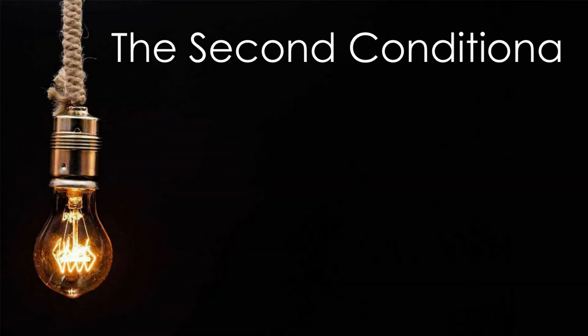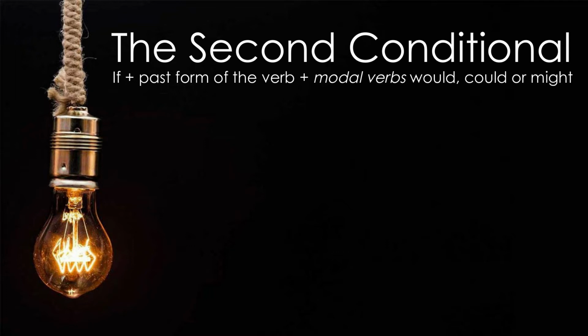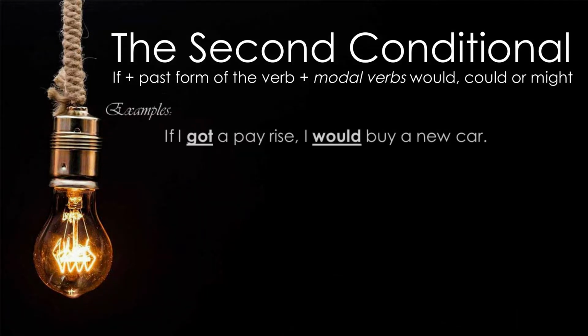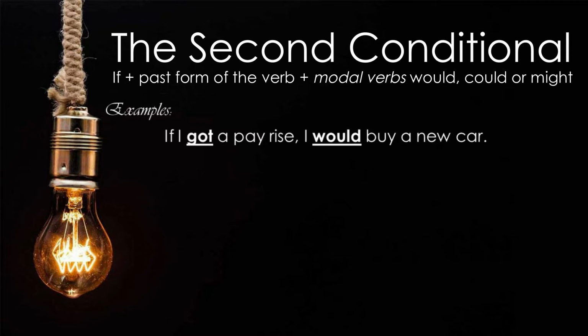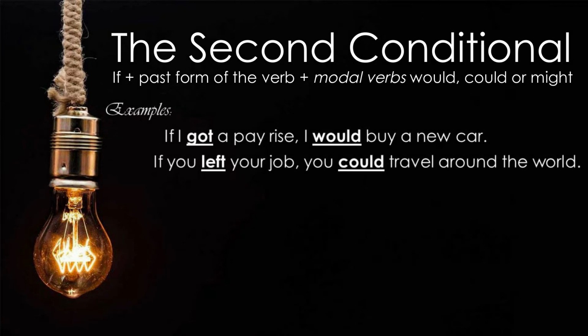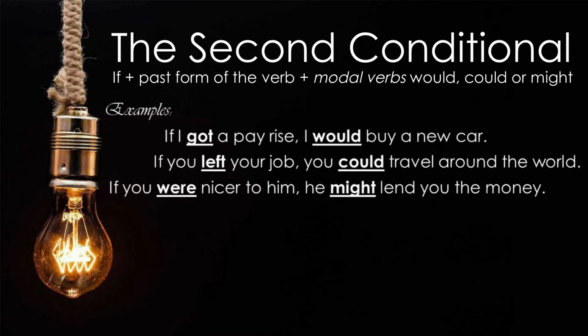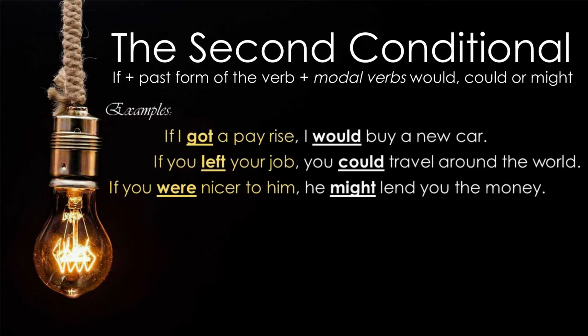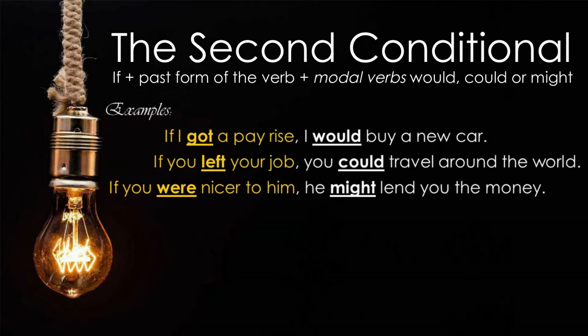The second conditional. It follows the format if plus past form of the verb plus modal verbs would, could, or might. Examples: if I got a pay rise, I would buy a new car. If you left your job, you could travel around the world. If you were nicer to him, he might lend you the money. In these sentences, the first part with if shows that the event is unlikely to happen.